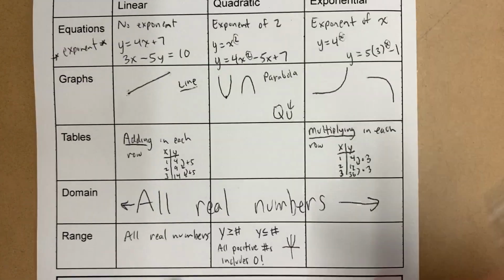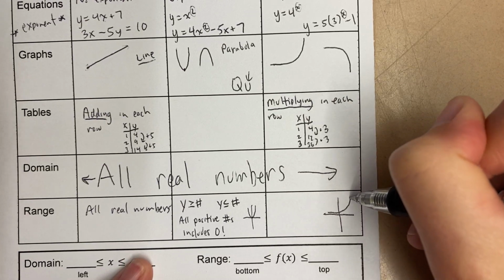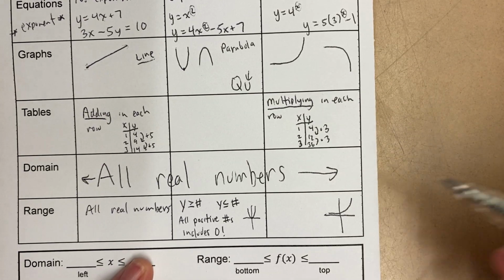This one includes 0. However, if I have a graph like this, an exponential graph, and this is what's tricky because it kind of looks like it touches the x-axis, but it doesn't.